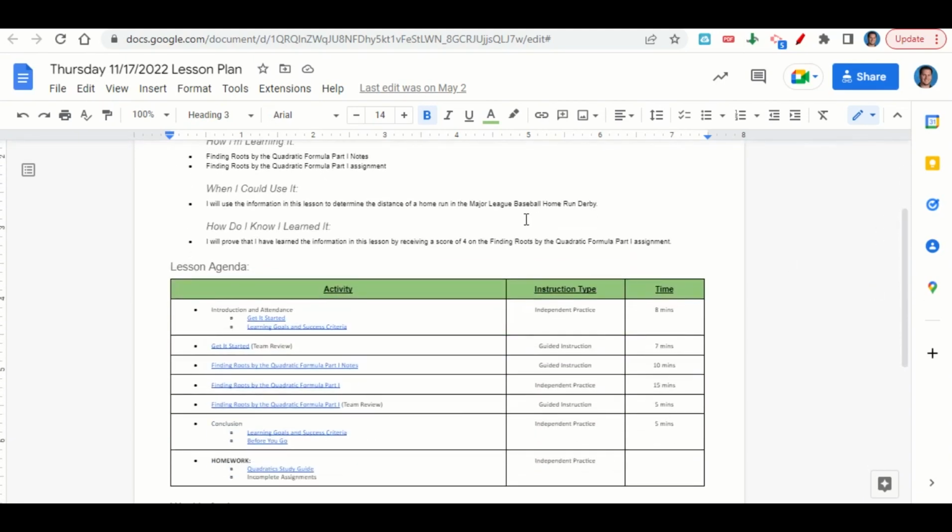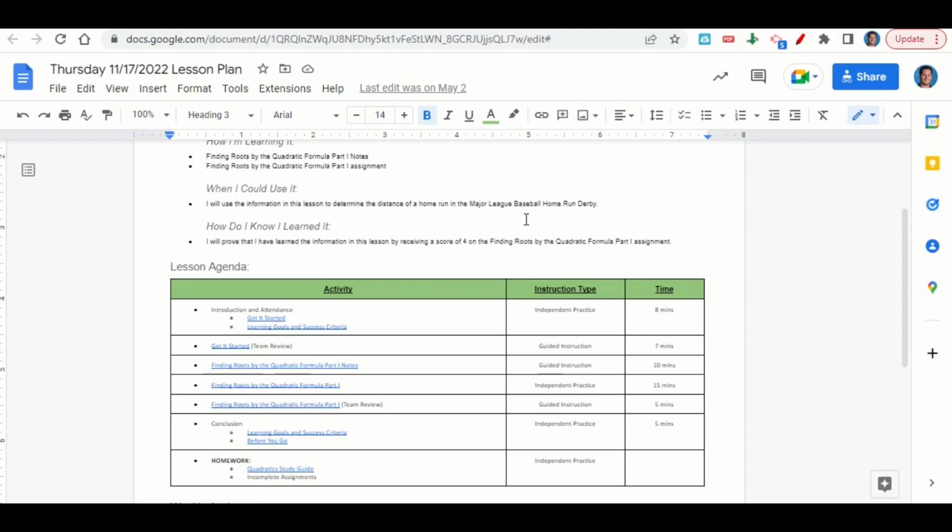Now let's take a look at our agenda for today. We will begin by going over the learning goals and success criteria. While we do that, you'll fill out your Get It Started. Once you've completed the Get It Started, we'll go over it together and answer any questions that you may have. Next, we'll do the finding roots by the quadratic formula part 1 notes, and then I'll give you time to complete the finding roots by the quadratic formula part 1 assignment. Once you've completed the assignment, we'll go over it together and answer any questions that you may have.